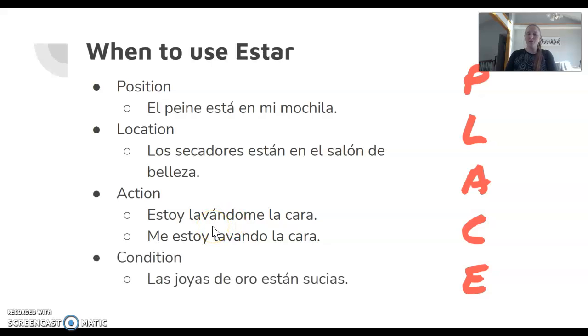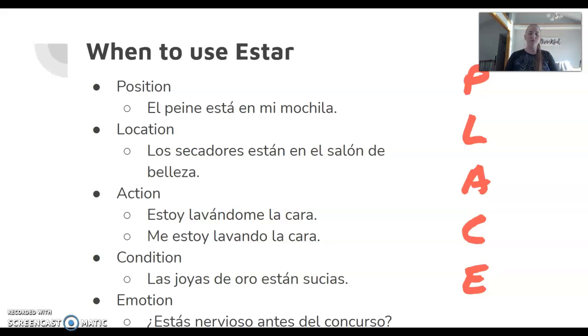Condition, las joyas de oro están sucias, the gold jewelry is dirty. And emotion. ¿Estás nervioso antes del concurso? Are you nervous before the contest? Okay, so position, location, action, condition, and emotion. Those are what we use for estar.